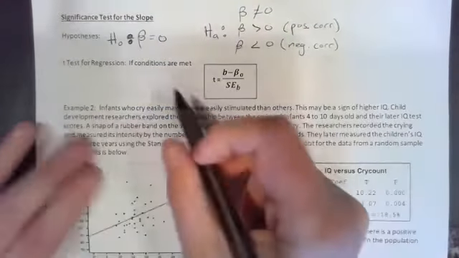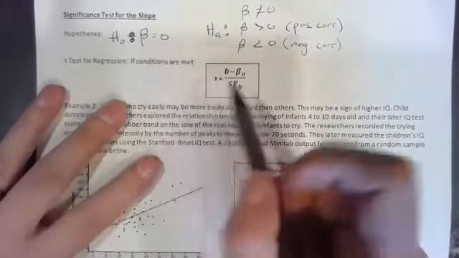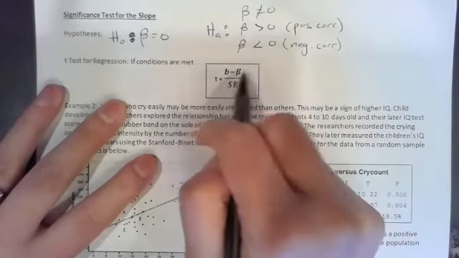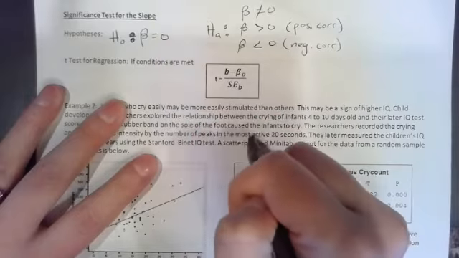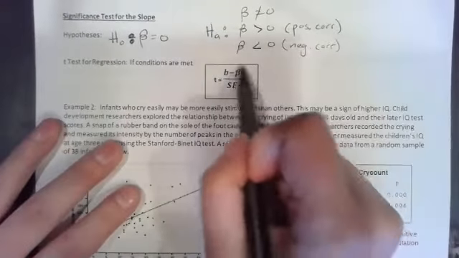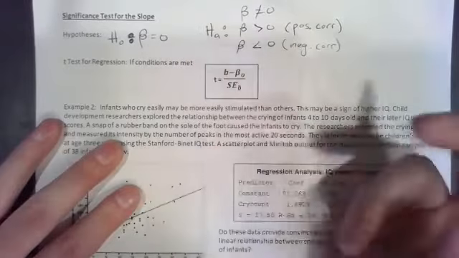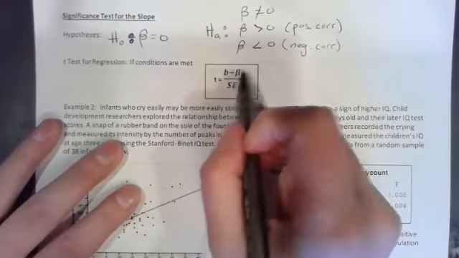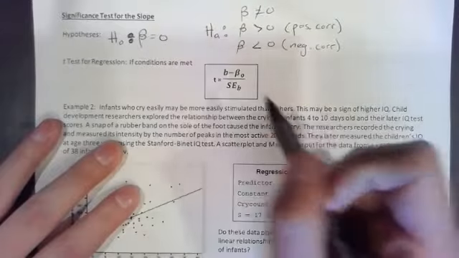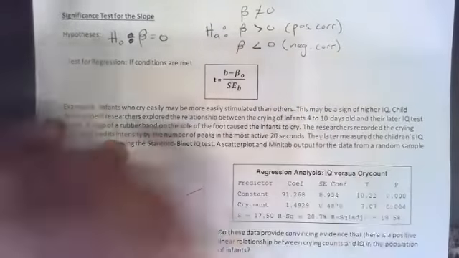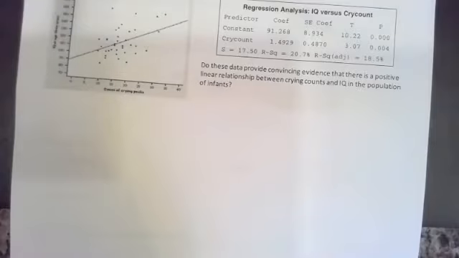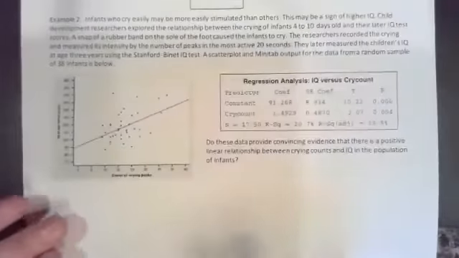Okay, so for the t-test for a regression, you can find that t-value by taking the sample slope minus the population slope, over the standard error of the slope. Okay, so let's go ahead and take a look at this.